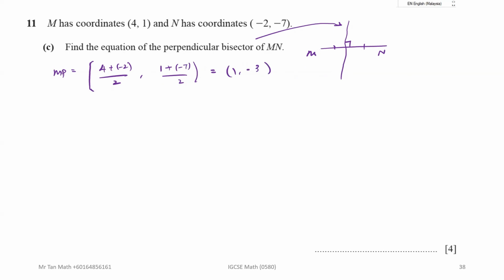Now, perpendicular: m1 times m2 equals negative 1. So m2 equals negative 1 over m1. Take negative 1 over 4 over 3, we get negative 3 over 4. So it's m2.